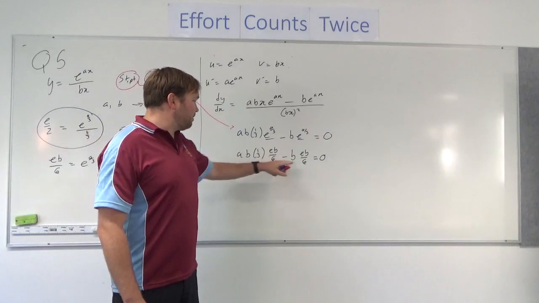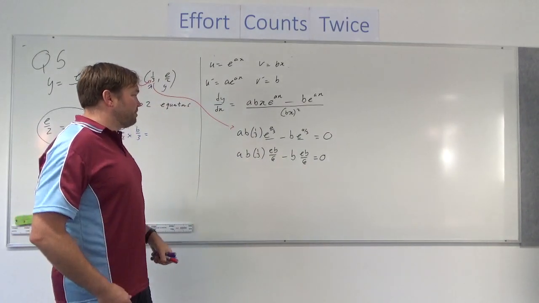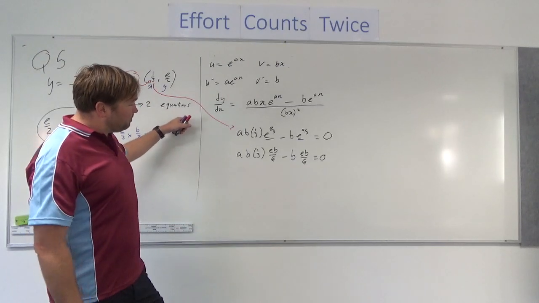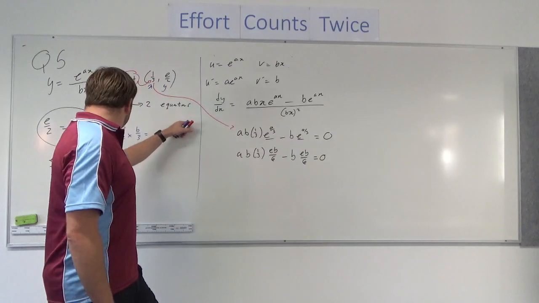These can't combine because the a here and the b mean they're not like terms. I could factor it out. I could factor b out.